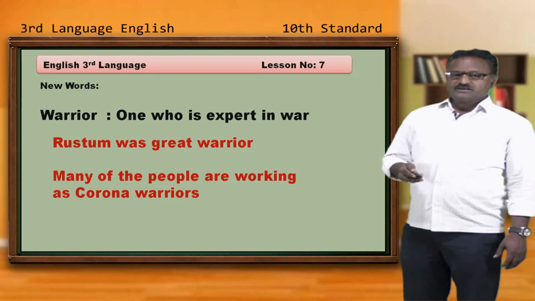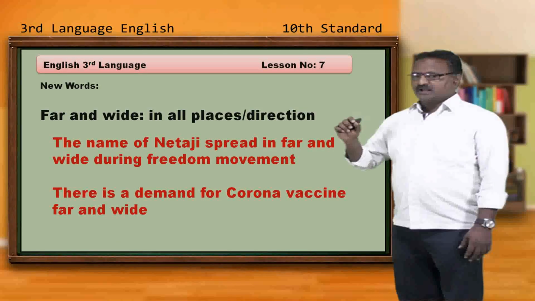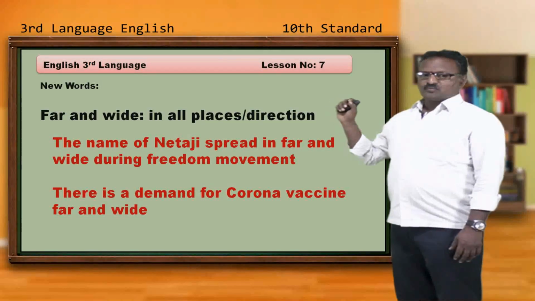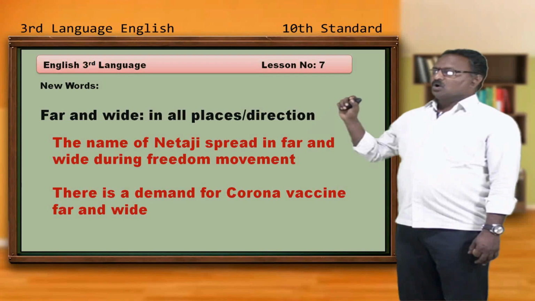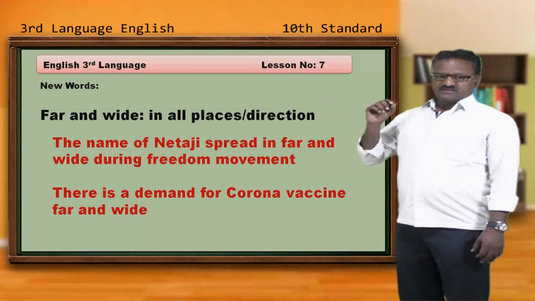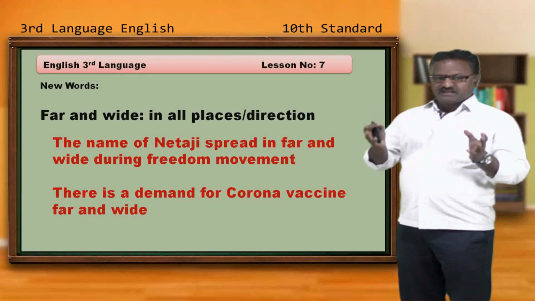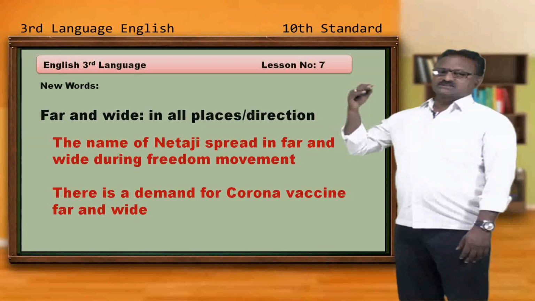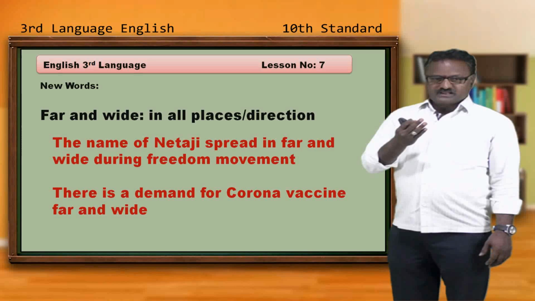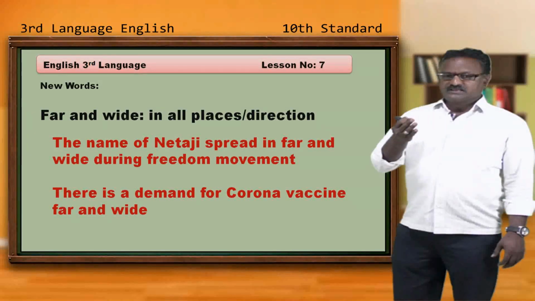We shall go to the next word here, fair and wide. Fair and wide means in all places or in all directions. See, fair and wide, the meaning is in all places, means everywhere or in all directions. We shall take this word fair and wide. It's a phrase in a sentence.